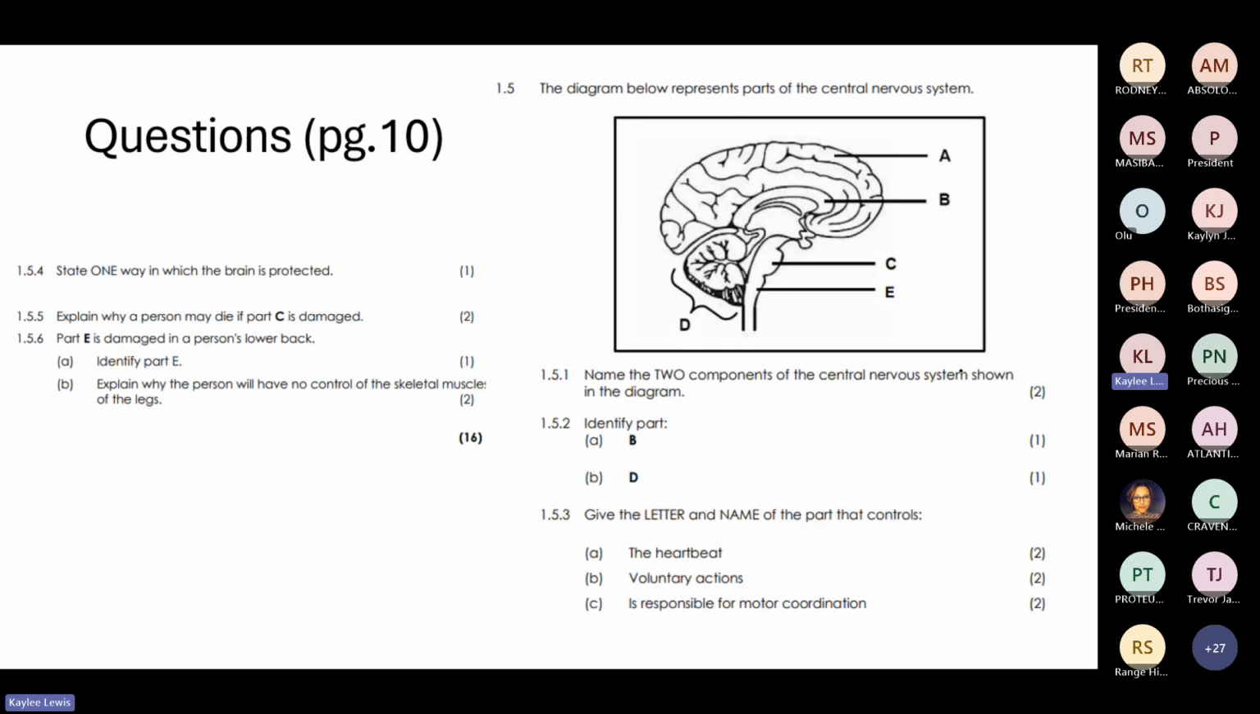Let's go on to question 1.5. So this question is 16 marks. So remember in life science, they typically allocate a minute a mark. But what I'm going to do is I'm going to give you about 10 minutes, 10 to 12 minutes to answer this one, and then we will discuss it.